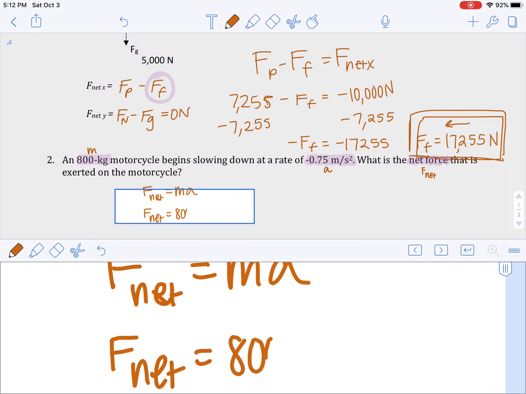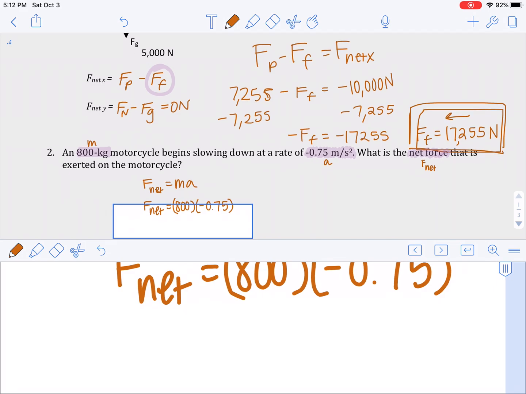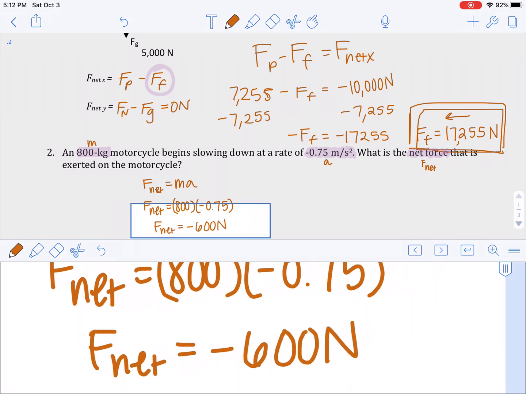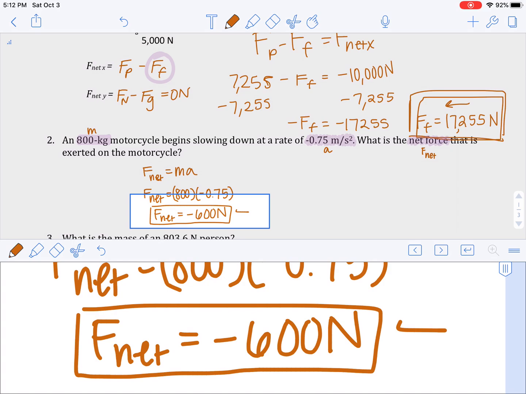All right, 800 kilograms and then negative 0.75. So again, I just plug that into my calculator, and I get that my F net is negative 600 newtons, which basically means that it's 600 newtons to the left because it's that negative direction.